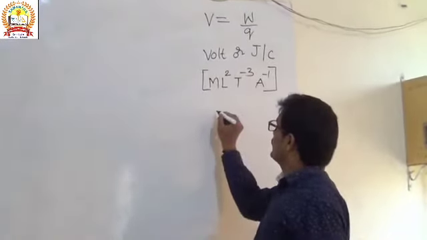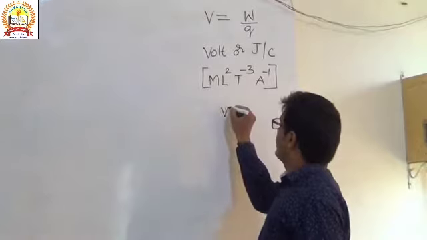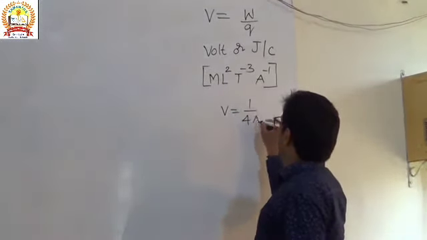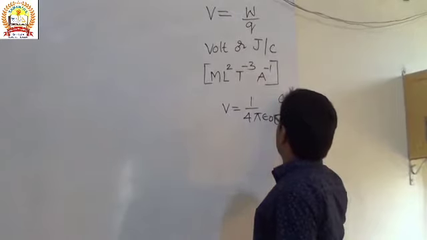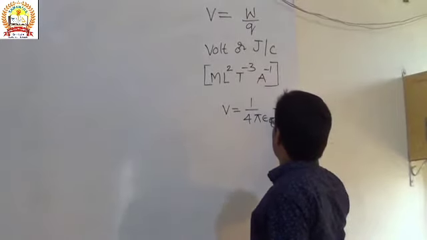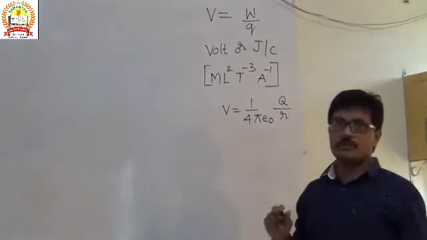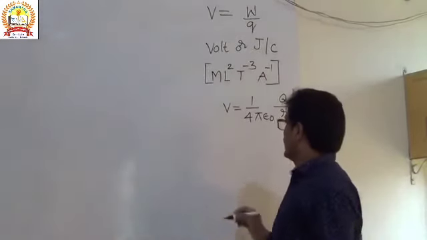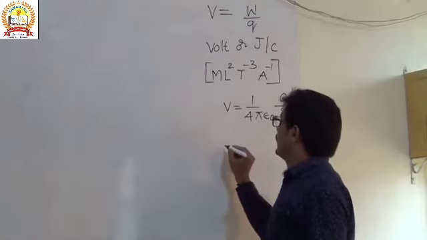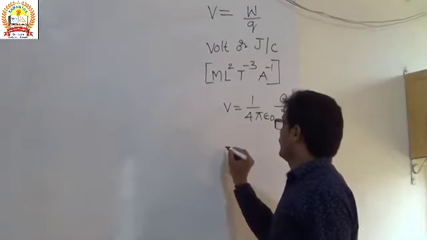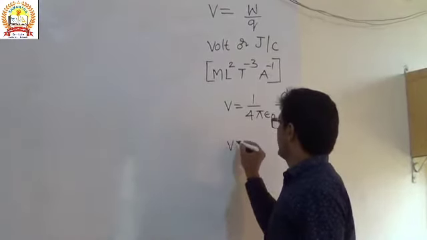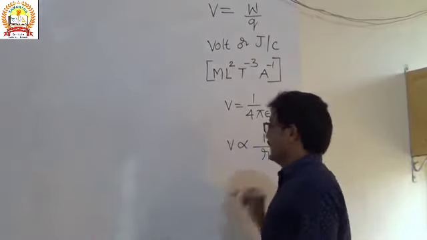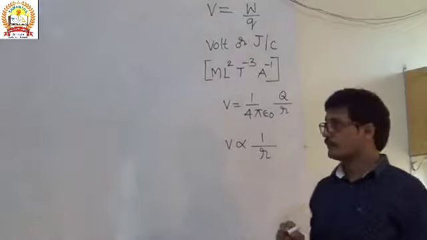And potential due to a point charge is V equals 1 by 4 pi epsilon naught Q by R. Then potential due to a dipole. In this expression we know potential is inversely proportional to the distance.